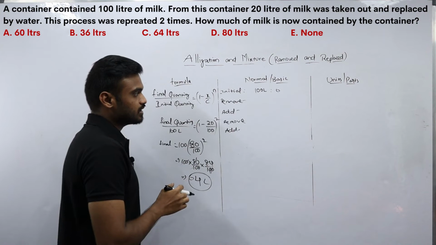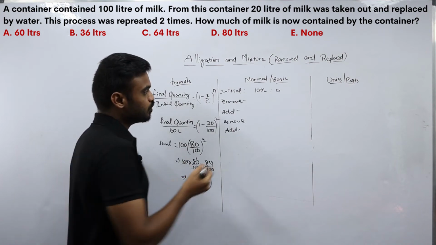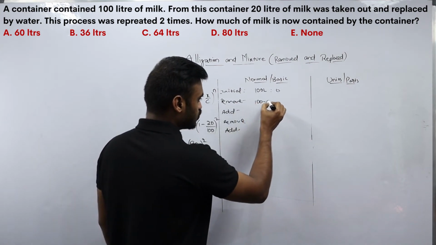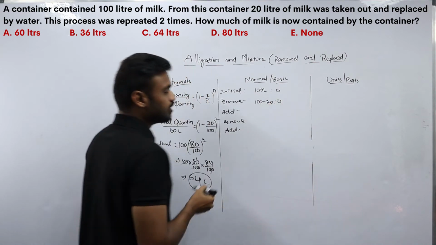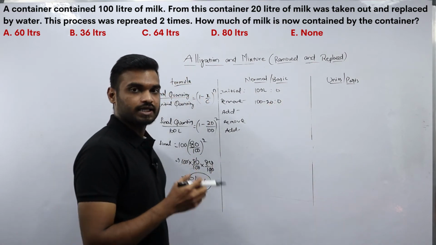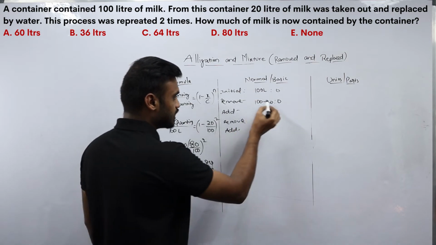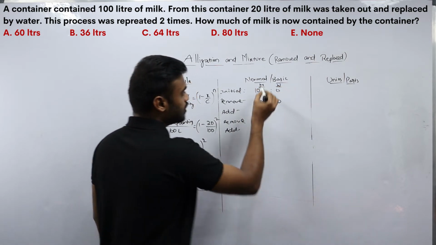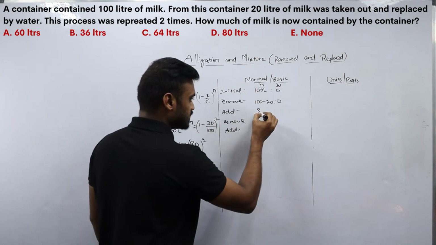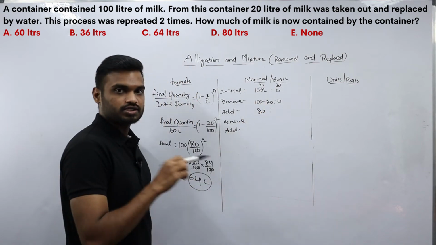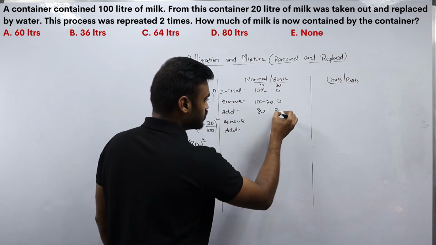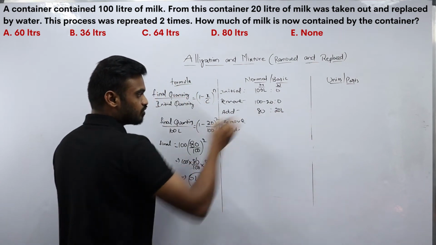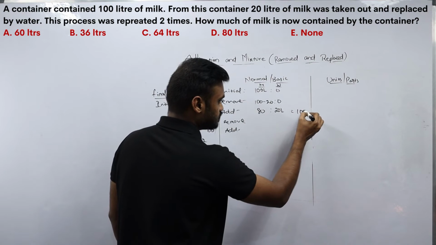See here, initially the total quantity is only 100 liters, right? Now from the 100 liters we are taking out 20 liters. Now after taking out 20 liters we are adding 20 liters of water. So milk quantity will be 100 minus 20, that is 80 liters, and we are adding 20 liters of water, so water quantity becomes 20 liters. So the total quantity is 80 plus 20, that is 100 liters.